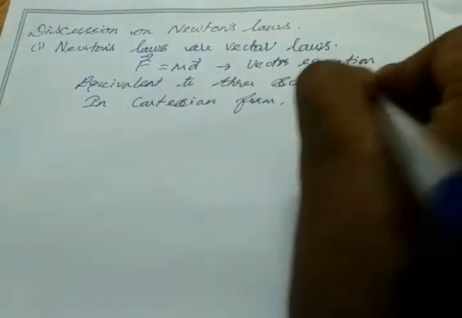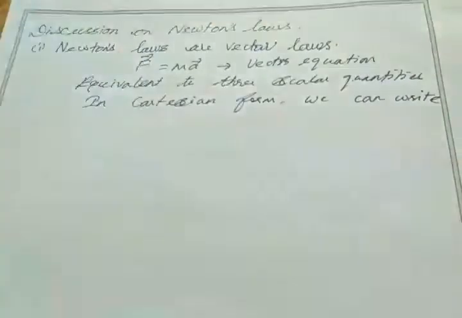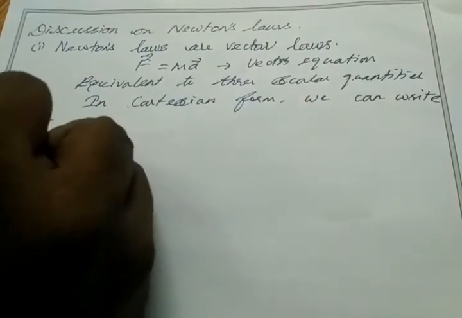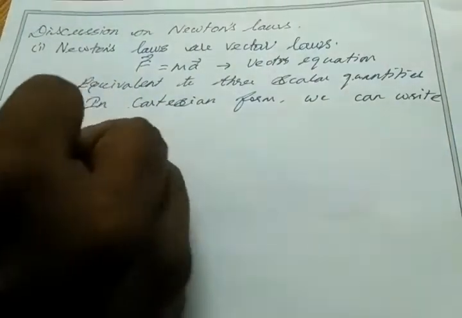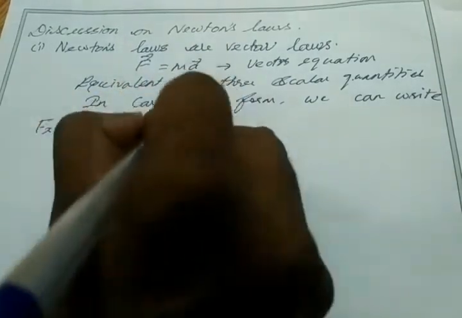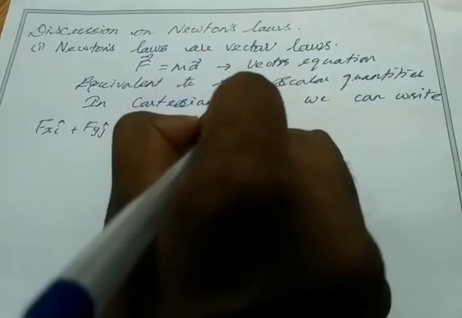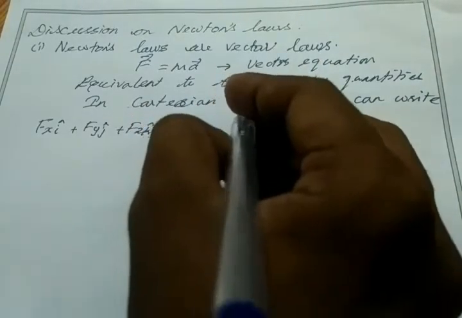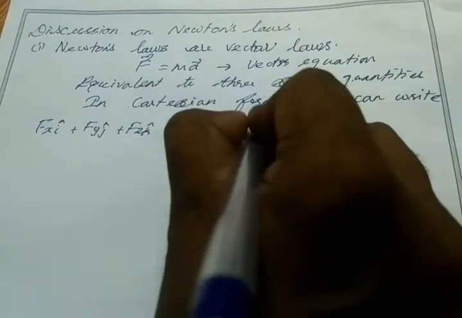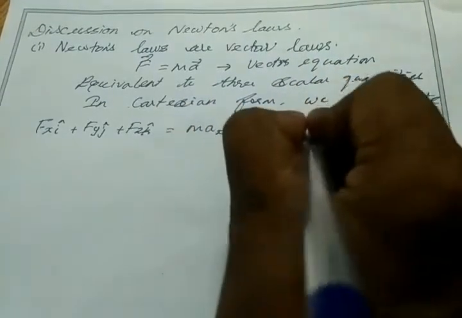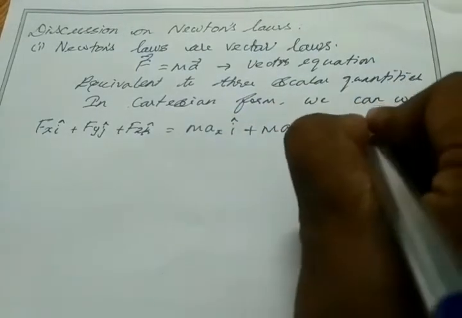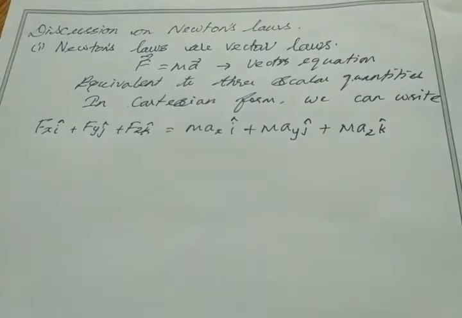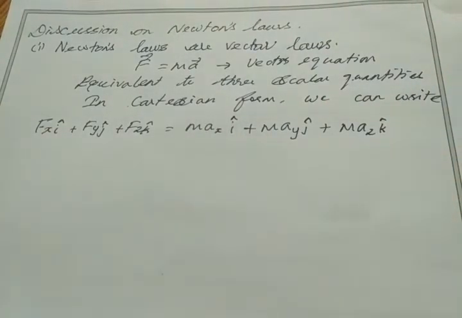In Cartesian form we can write this Newton's second law as Fx i vector plus Fy j vector plus Fz k vector equal to m ax i vector plus m ay j vector plus m az k vector. So what do these vectors represent, or what do we mean by Cartesian form?